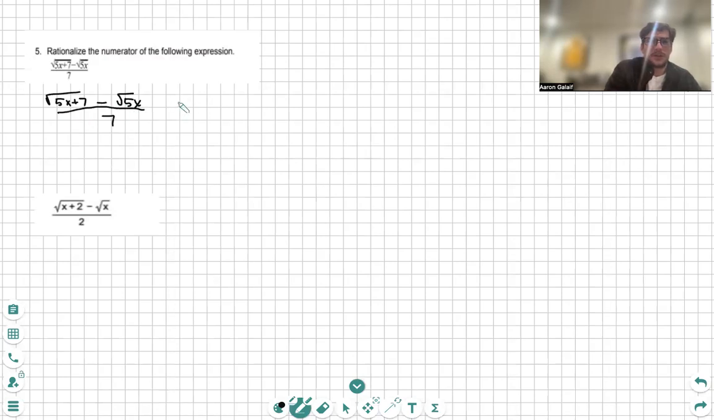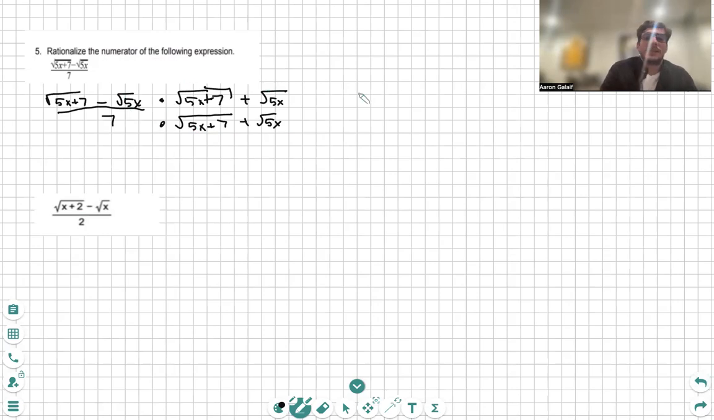Multiplying by the conjugate is square root of 5x plus 7, minus, sorry, no, square root of 5x plus 7 plus square root of 5x. And then obviously we're going to do that to the top. And what we do to the top, we also have to do to the denominator.